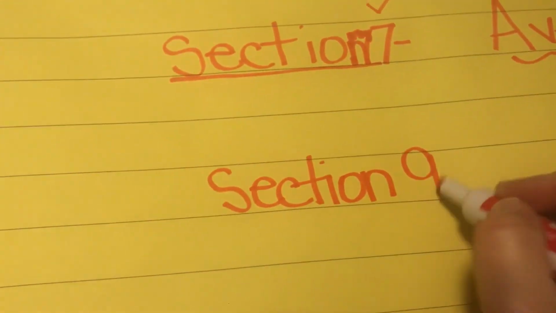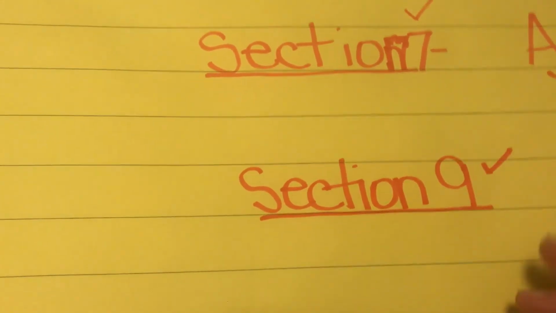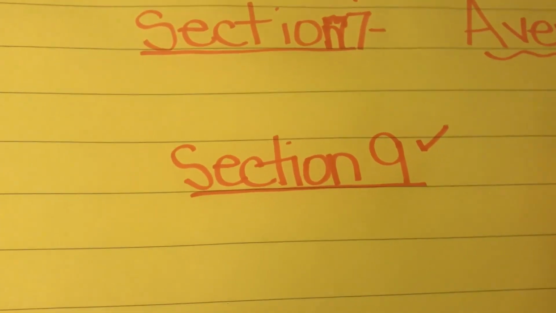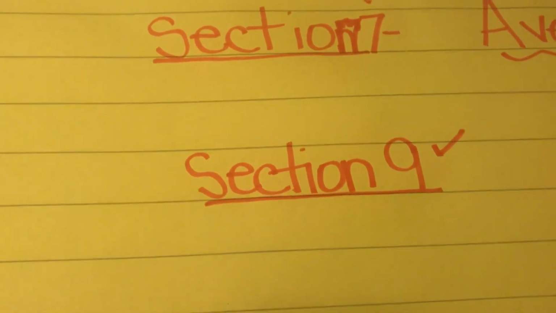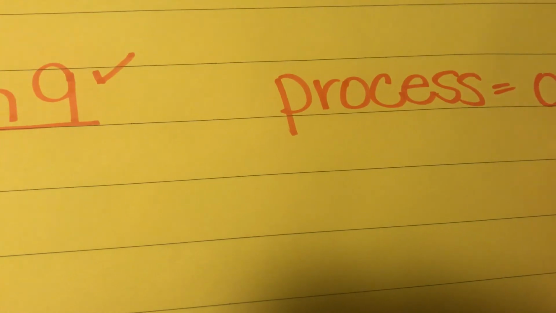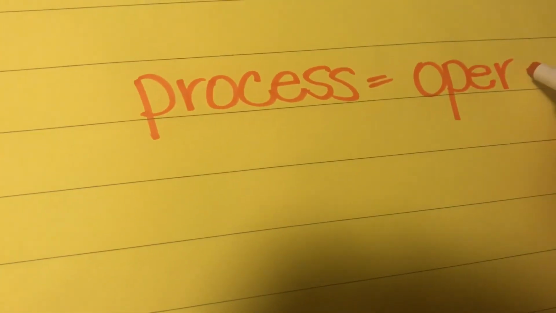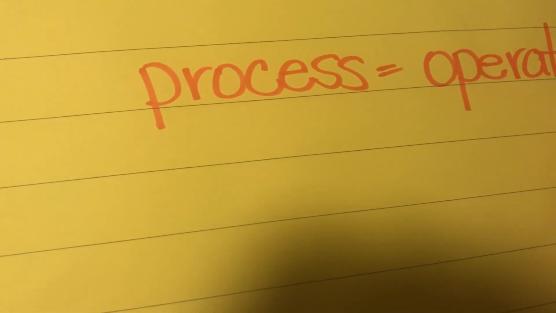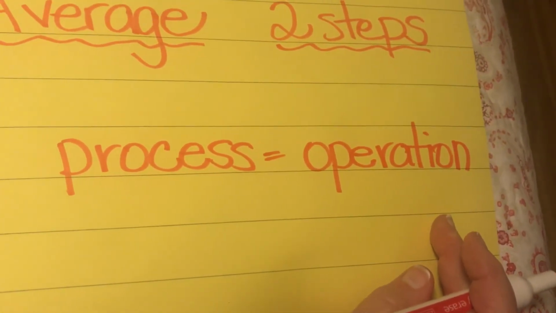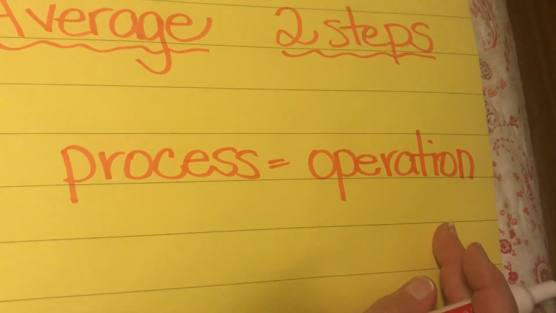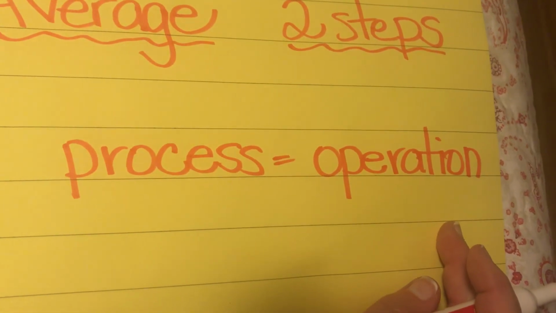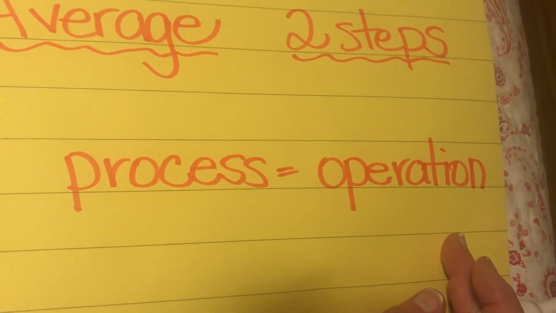And then after that, you're doing section 9. Okay? And in section 9, they're asking you to fill in the correct process. We use the word operation. So which operation sign needs to be filled in? Okay, that's what they're asking you for. Which process or operation sign? Okay, all right, nice job.